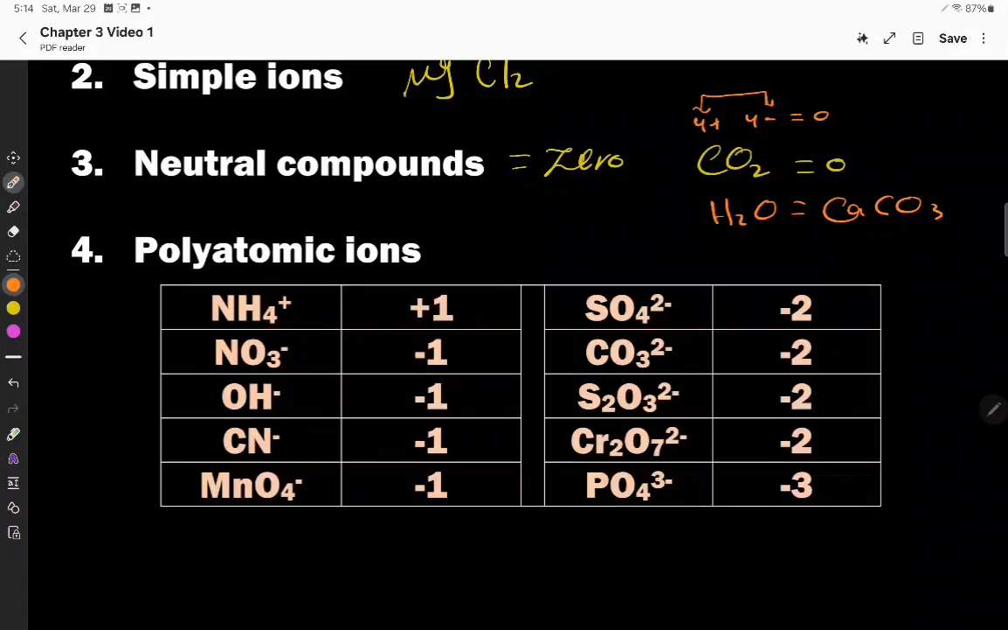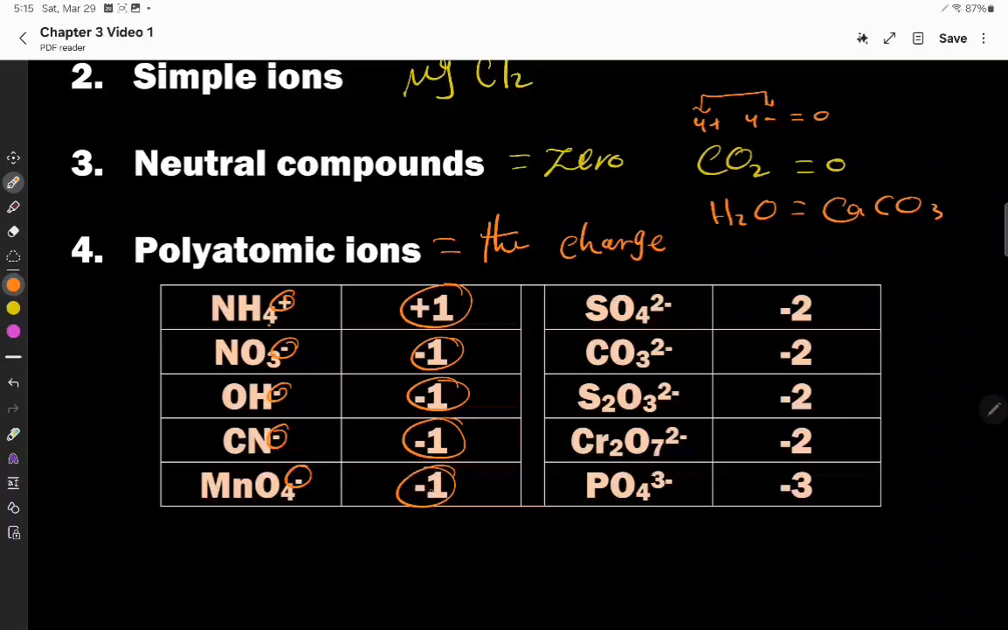So any compound with no charge equals 0. Any polyatomic ion equals its charge. So any element with a charge equals the charge on it. For example, NH4 positive 1 equals 1 positive. Nitrate negative equals negative 1. Hydroxide negative equals negative 1. SCN negative equals negative 1. MnO4 negative 1 equals negative 1.